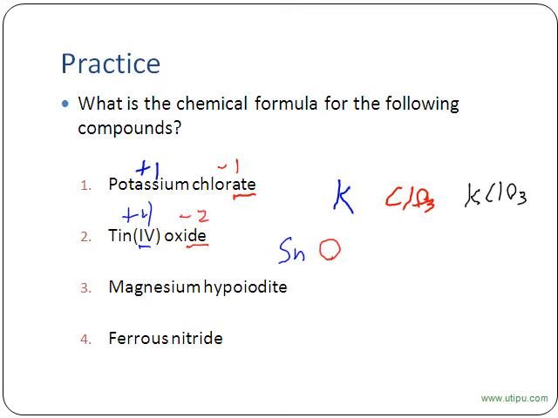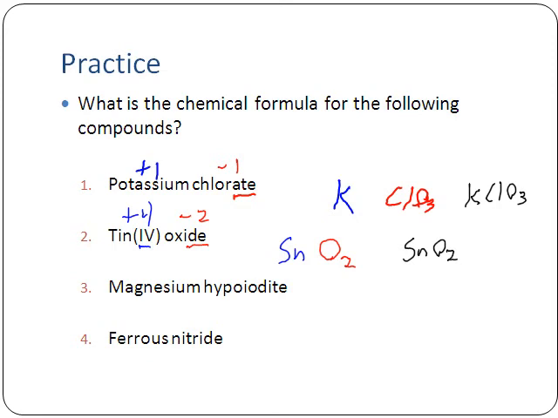So to get this to balance, these don't balance just yet. The least common multiple between 4 and 2 is 4. So we'd have to have 2 oxygens to get it there. And so we put on a 2 right there, and this gives us our final result, SnO2, just like that.